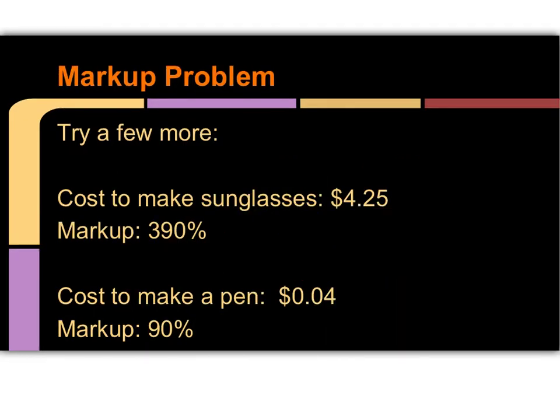For these last two examples, you might want to hit pause, try them on your own, and then continue and hit play to see if you're correct. For the first example, we have a cost to make sunglasses. It's going to cost $4.25. Again, I have to pay 100% of that. I can't pay less. And then the company's going to mark it up 390%. Crazy, right? What's the total percent? Add those two up, you get 490%.